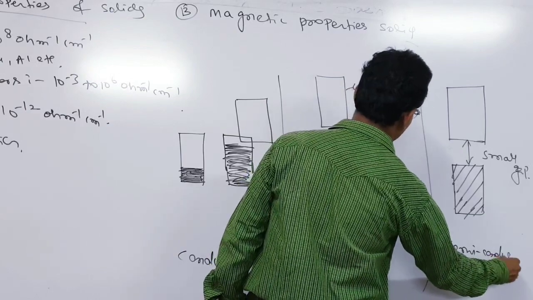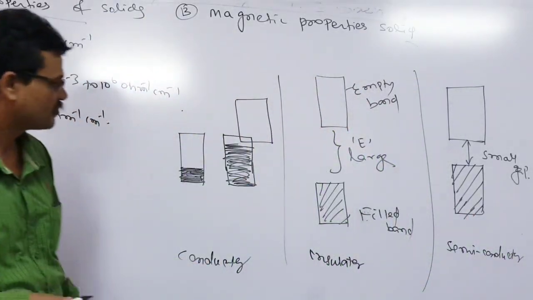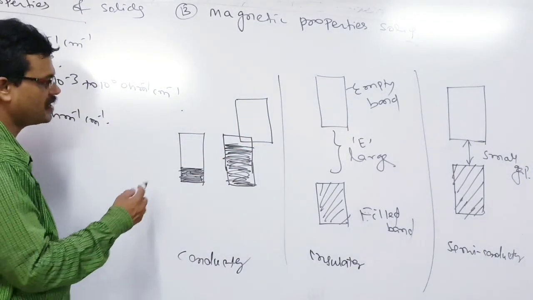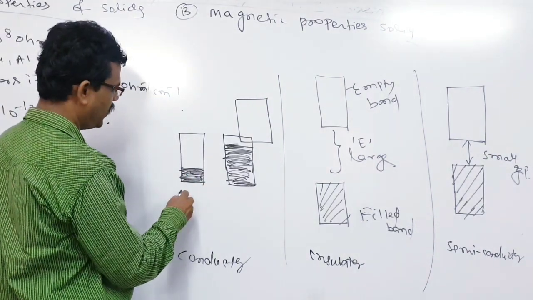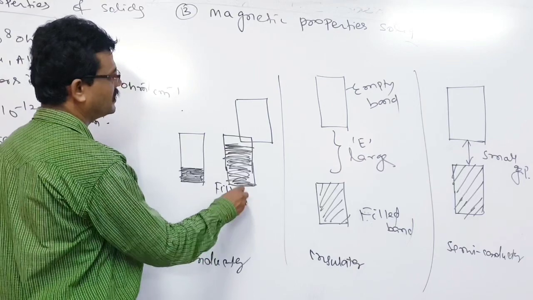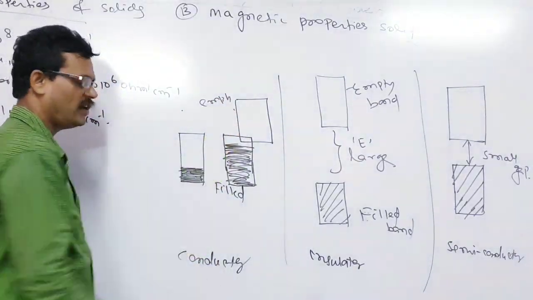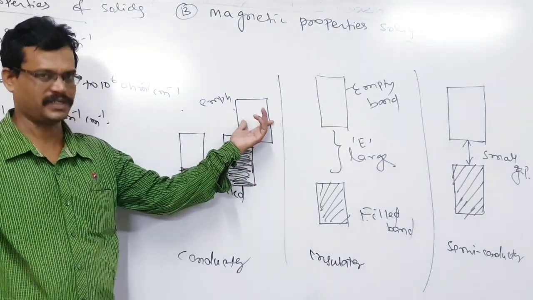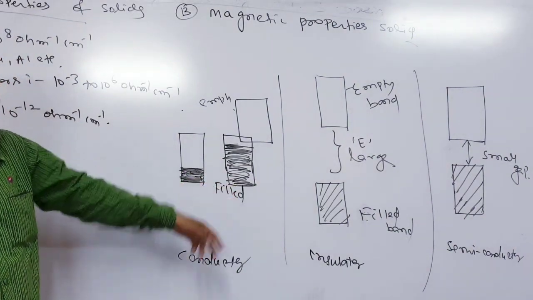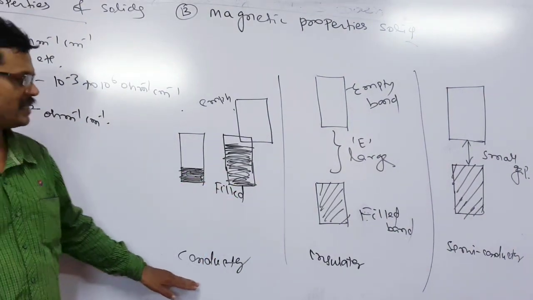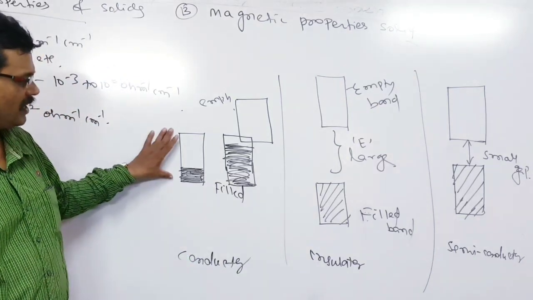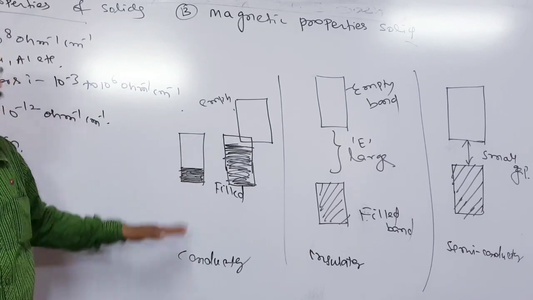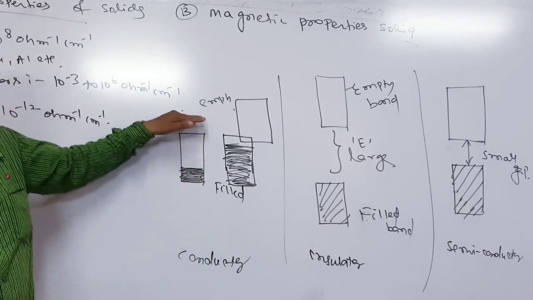So now let us look here. You see there are two bands: this is the filled band, and the other is the empty band. Filled band means in this band electrons are present, and in the empty band there are no electrons present. This filled band is responsible for the conduction of the current. In case of conductors, if the filled band has some electrons and some spaces remain empty, then the current can flow.